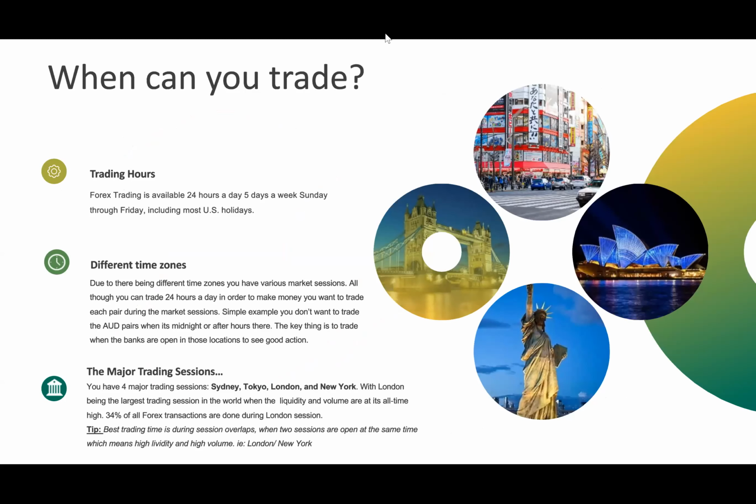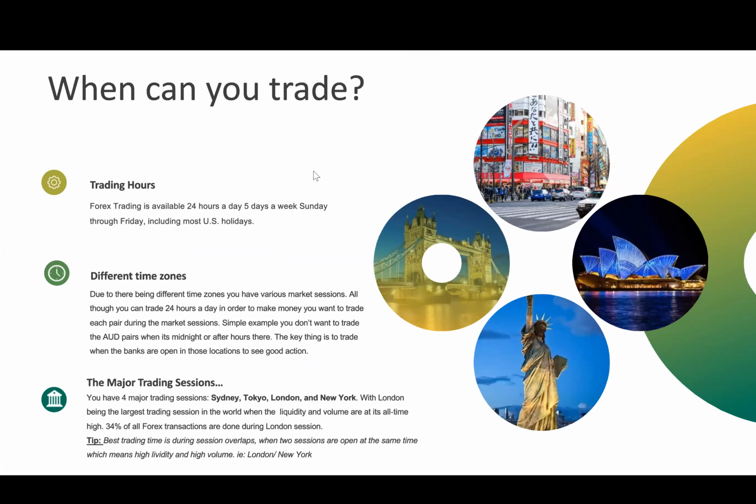When can you trade? All right, when can you trade Forex? Trading Forex is available 24 hours, 5 days a week, Sunday through Friday, including most US holidays, not all holidays, but some holidays you can trade on. Due to the different time zones, you have various market sessions.